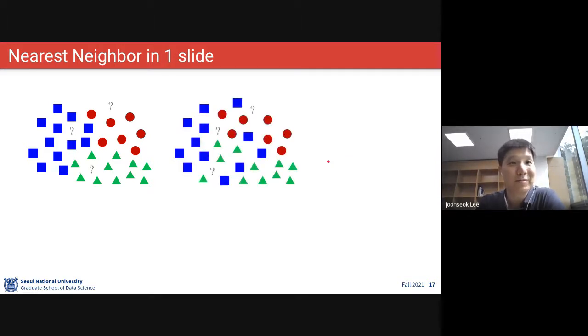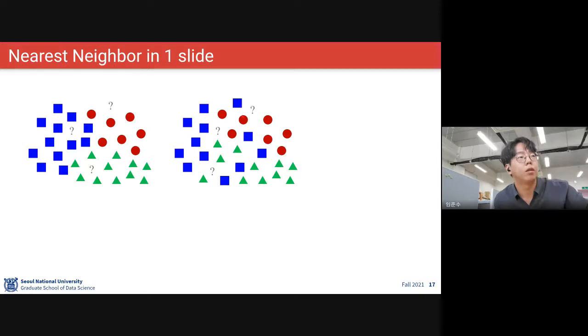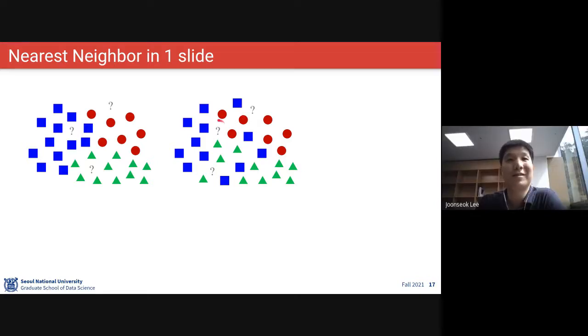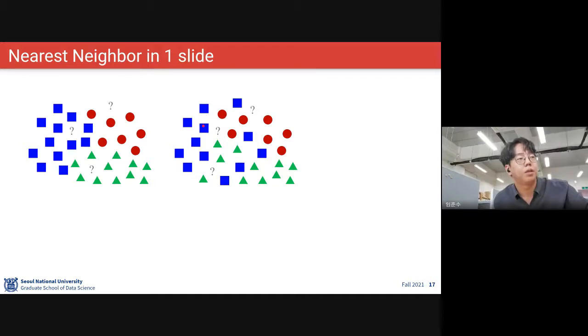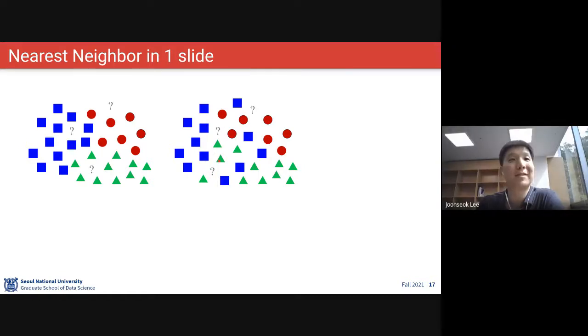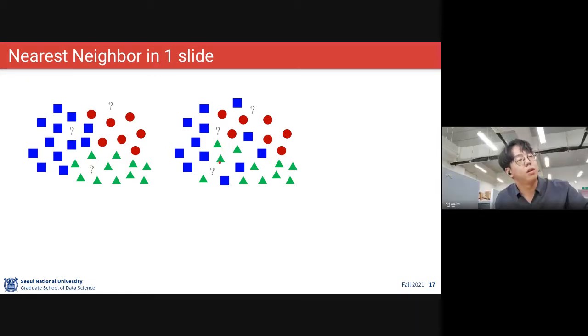Let's do another exercise. Im Junsu. Yes, professor. What do you think this would be? Which class do you think this one belongs to? I think it would belong to the red class. And what about this? It's not obvious because it belongs to the boundary of each class. And what about this? It is also not obvious, but I think it belongs to green.